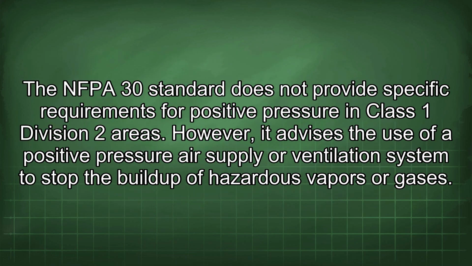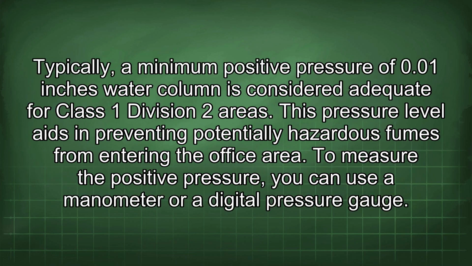The NFPA 30 standard does not provide specific requirements for positive pressure in Class 1 Division 2 areas. However, it advises the use of a positive pressure air supply or ventilation system to stop the buildup of hazardous vapors or gases. Typically, a minimum positive pressure of 0.1 inches water column is considered adequate for Class 1 Division 2 areas. This pressure level aids in preventing potentially hazardous fumes from entering the office area.